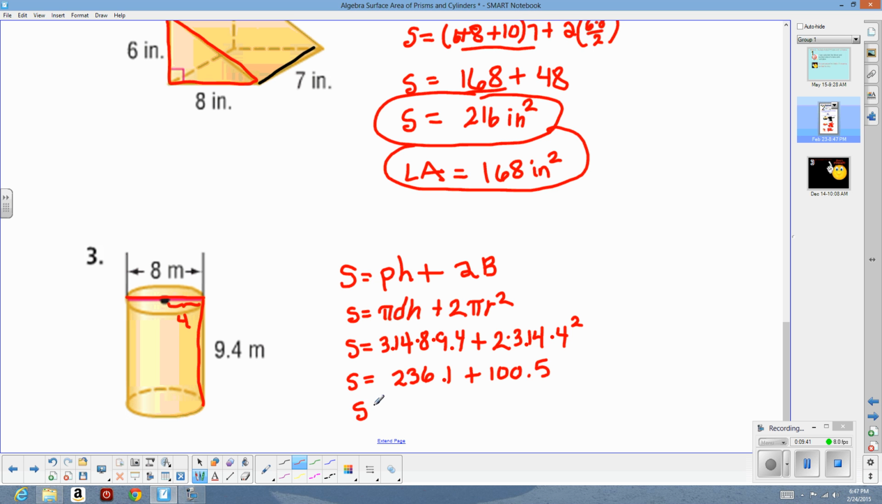Now when we add those two things together, 236.1 plus 100.5, you get 336.6 meters squared. And then the lateral area is, remember, this big rectangle that wraps around. It's this piece here, the perimeter times the height, which is the 236.1, 236 and 1/10 meters squared.